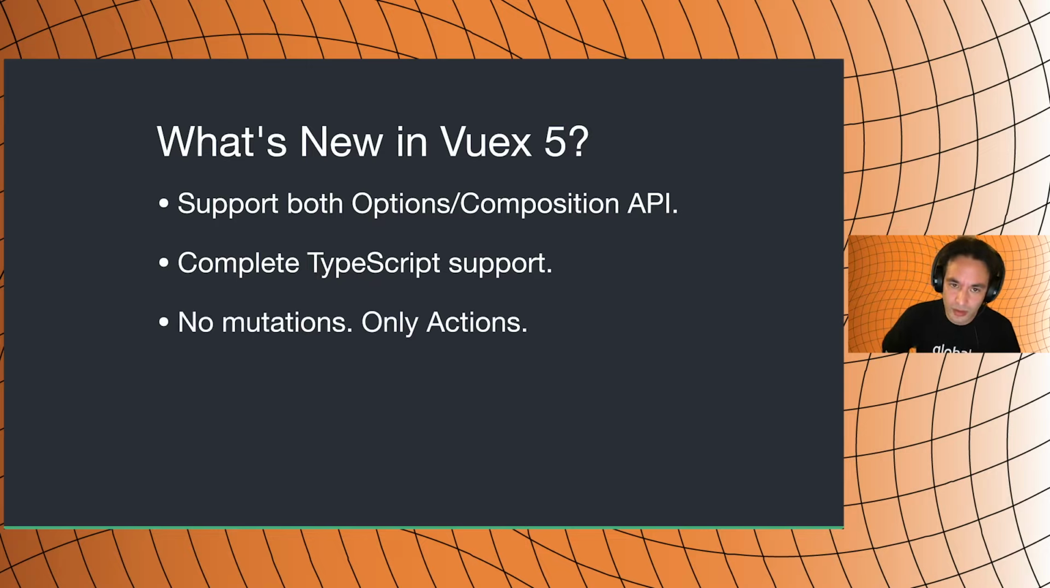No mutations, only actions. We see lots of confusion and inconvenience with mutations and actions in Vuex 3 and Vuex 4. There is a clear separation of concern, actually, where actions can be asynchronous, but mutations have to be synchronous. But when you're building a reasonably large app, mutations become just a bunch of setters, like all it does is state.name equals name. So we think it's better if we have only one single way to mutate the state.